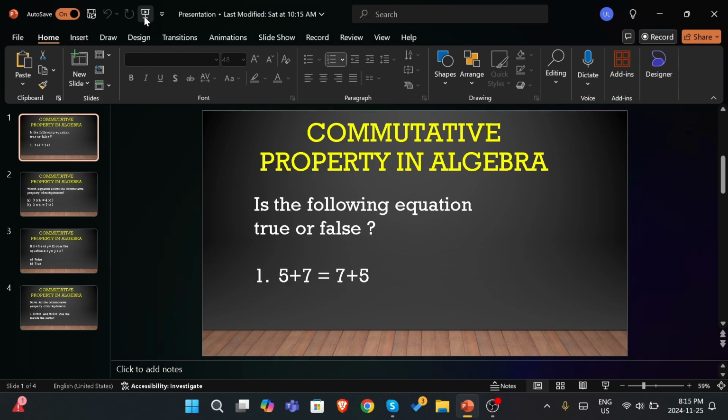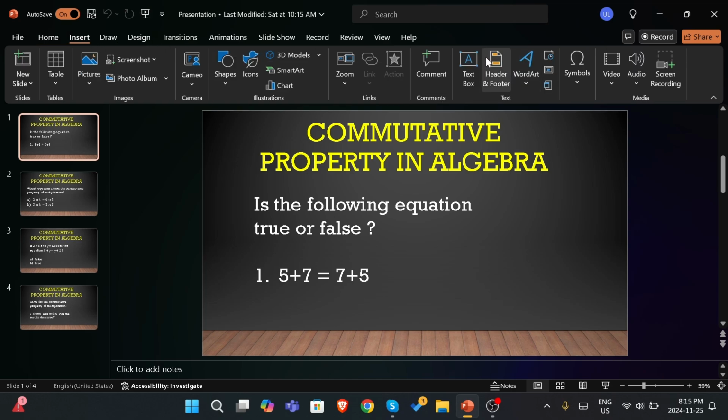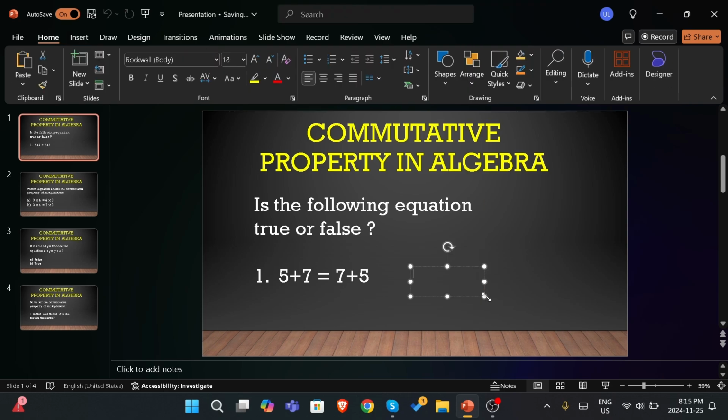Alright, now let's get to solving the questions. So first of all, we're gonna insert the text. So 5 plus 7. Alright, so 5 plus 7 is 12. Let me just increase that text. 5 plus 7 is equal to 12, indeed. But 7 plus 5 is also equal to 12. So the answer is true because addition is also commutative, as well as multiplication.